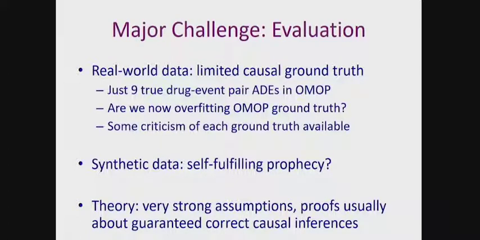So real world data is limited by ground truth in causal discovery. We can't just hold aside a test set for causal inference. And with synthetic data, often your data synthesizer mimics the assumptions of your algorithm, which makes the problem too easy. And so we'd like some type of theory, but we think it's too strong for the theory to say, here's a guaranteed correct causal inference, or you're guaranteed every time to make the right causal inference. We think something a little more like PAC learning would be appropriate.